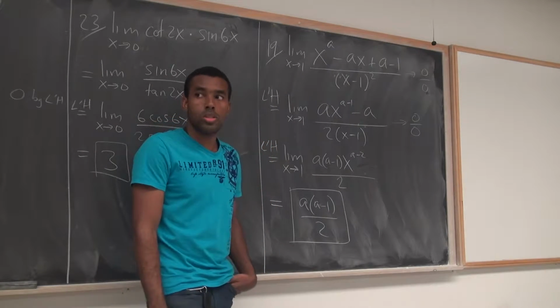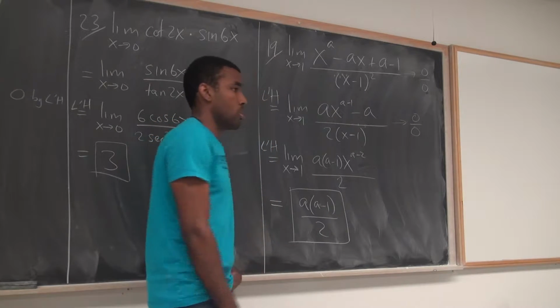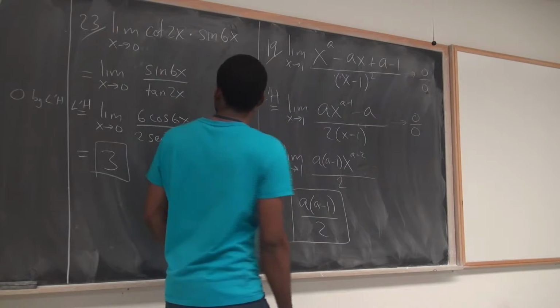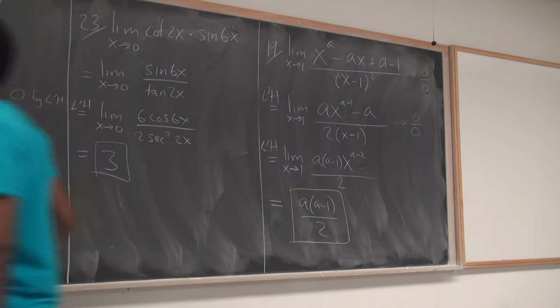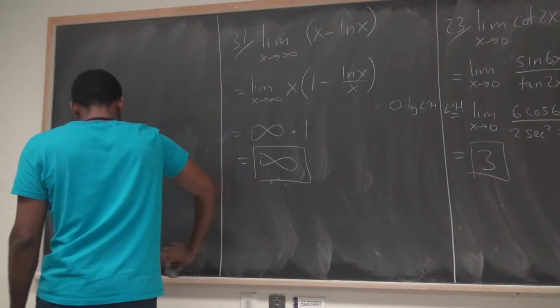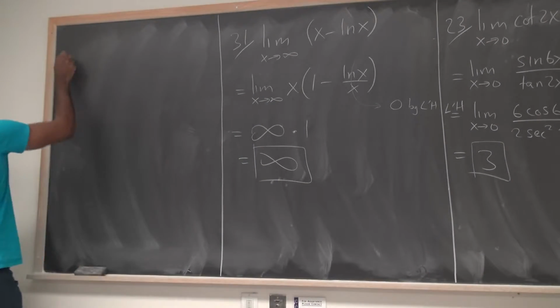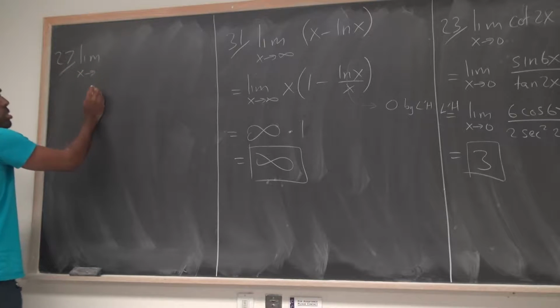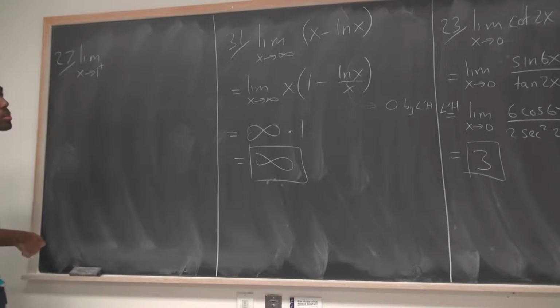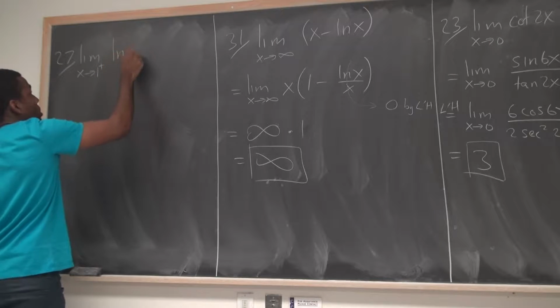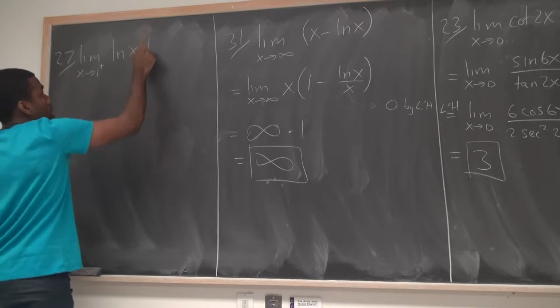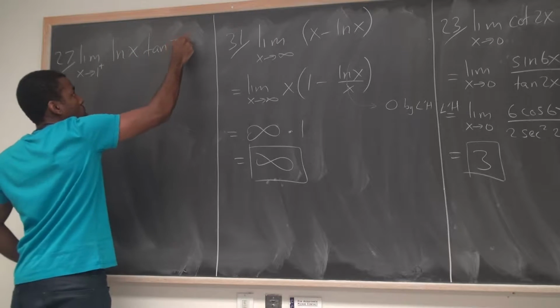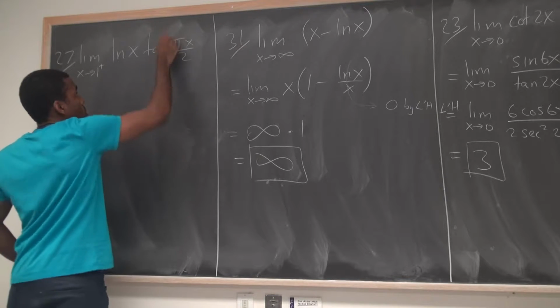Questions? Other questions? Yes? 27. The limit as x approaches 1 from the right of ln x times tangent of pi x over 2.